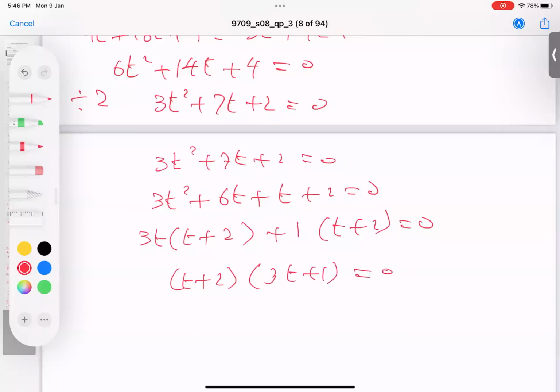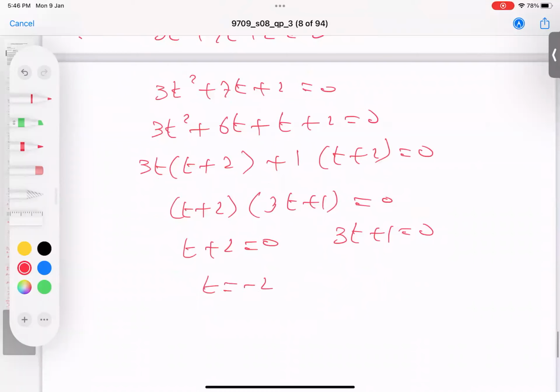So here we have either this part equal to 0 or this part equal to 0. So I get t plus 2 equal to 0 or 3t plus 1 equals to 0. I get t equal to -2. I got t equals to -1/3.